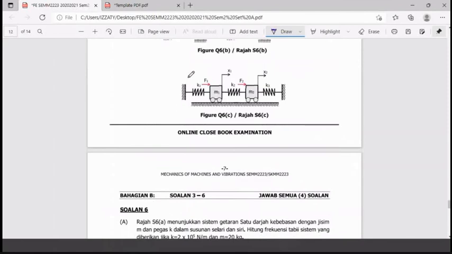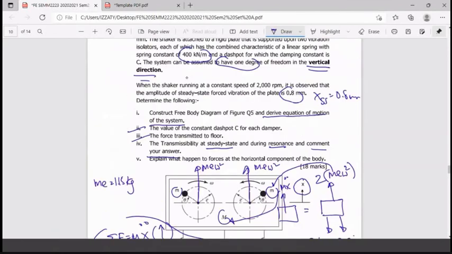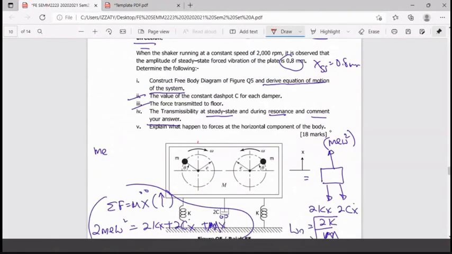Finally, you have a last one. What is the last one? Explain what happened to the force at the horizontal component of this body. So now, I'm going to clear this one so that we can explain what happened to the horizontal force. I'm going to use another color so that it can be easily differentiated. So you know well that at this point you have this one. This one is ME omega square.